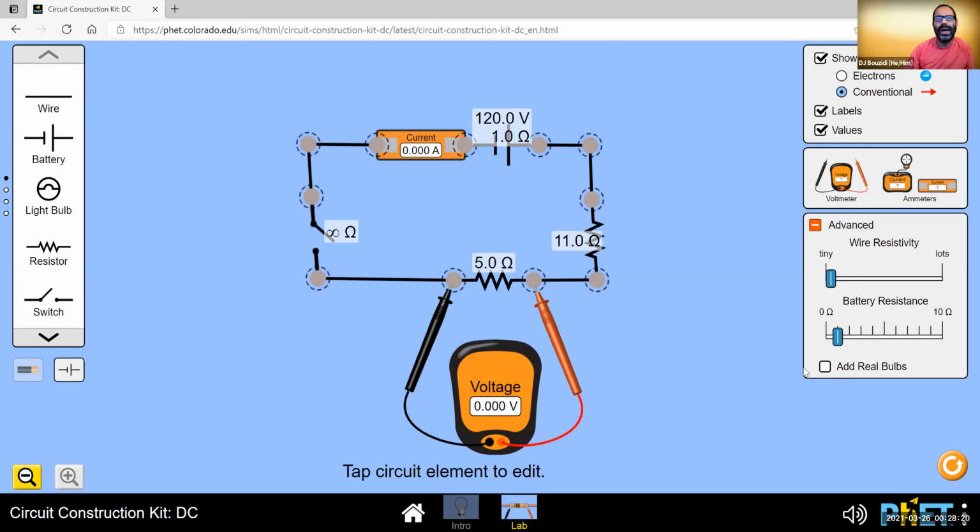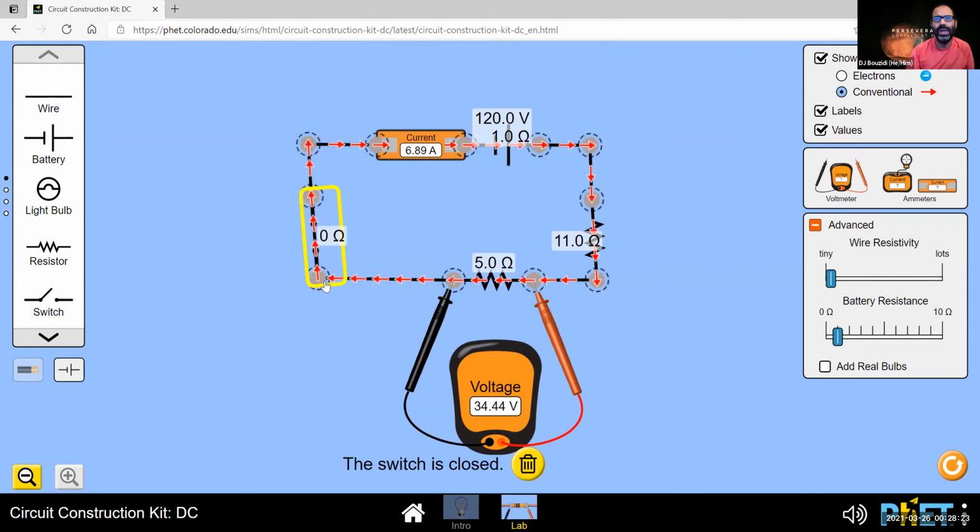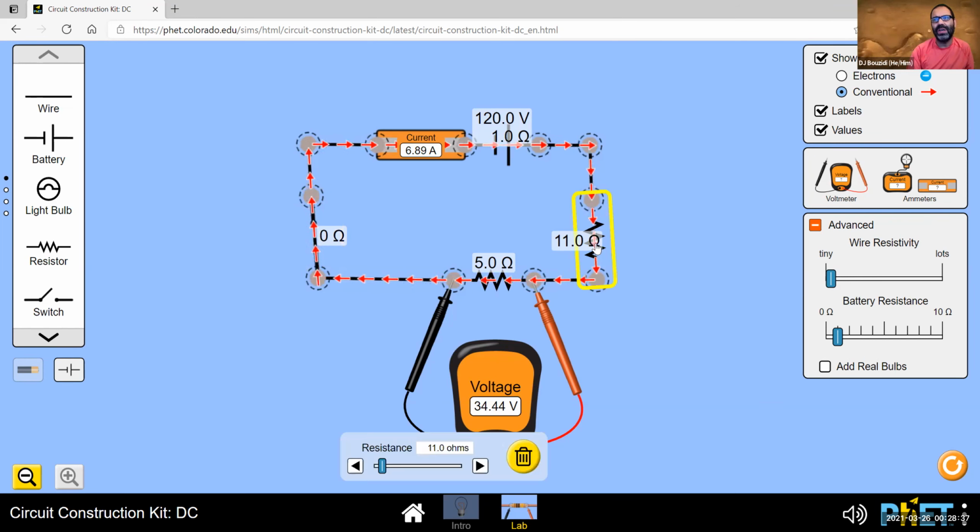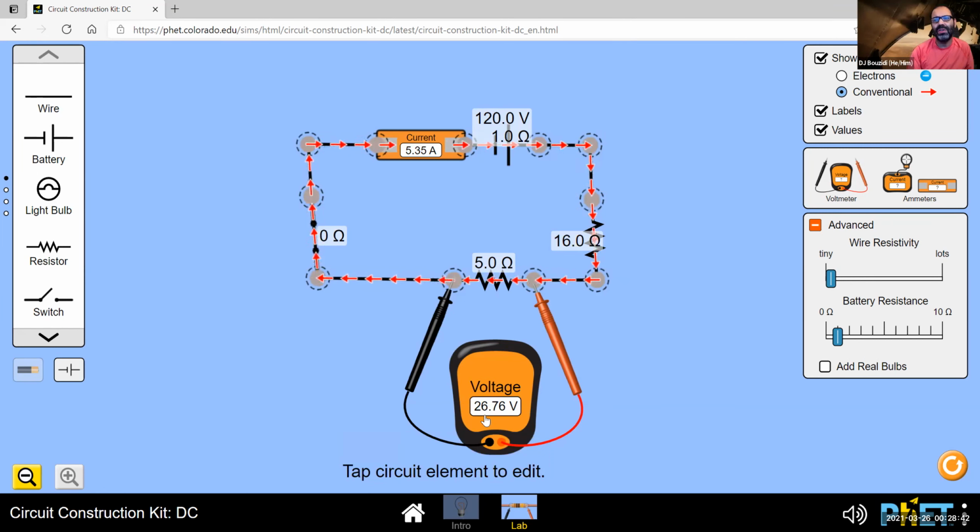So at this point, I need to turn on the switch. And I see the current right now flowing through this one is 6.89 amps, and the voltage is 34.44 volts. I need to record this data. Then I'm going to change the value of the rheostat to a different value. Now I have a different reading on the voltage, 26.76. The current now is 5.35, okay? It went down because this went up. So that's typical, that's fine.